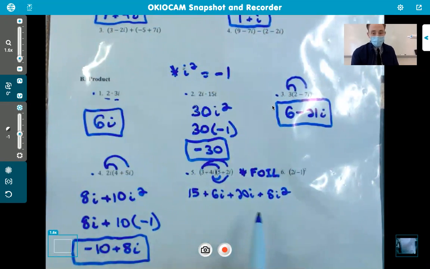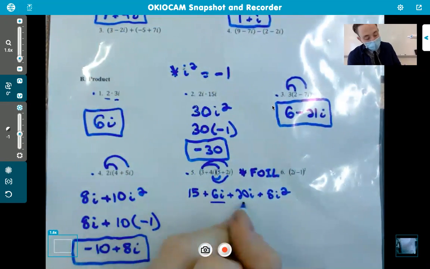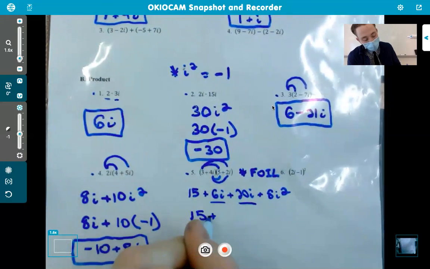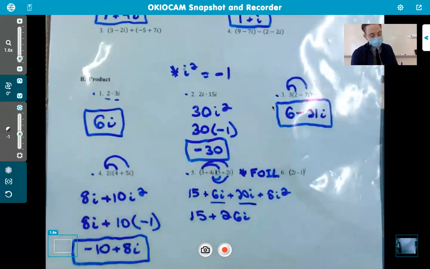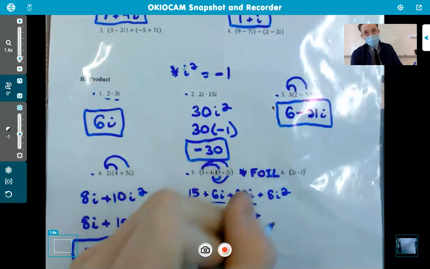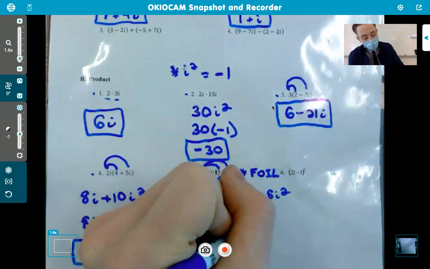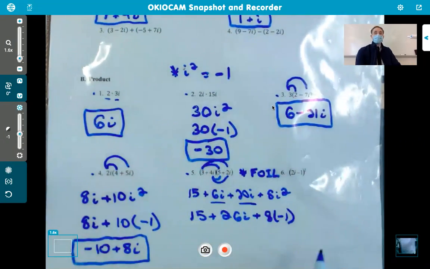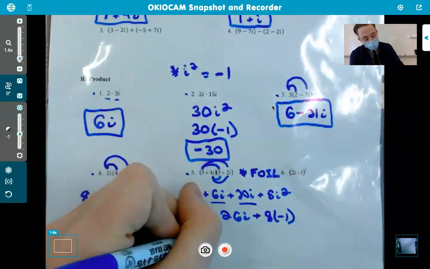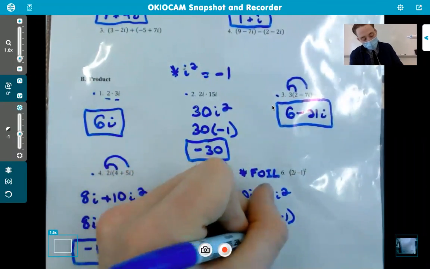What can I combine here in this line? The 20i and the 6i. And I'll have 15 plus 26i. I have an 8i squared. What does that become? Good. It's going to become -8. Now I'm just going to show that process where I substituted it in just in case we don't know where it comes from. But i squared is -1. So as you said, 15 plus 26i now becomes -8.